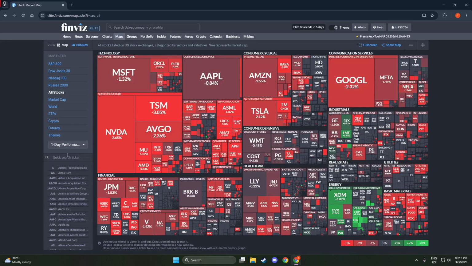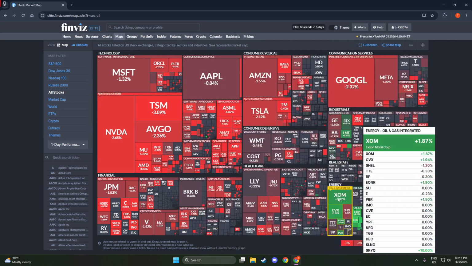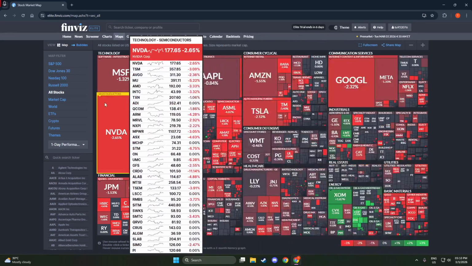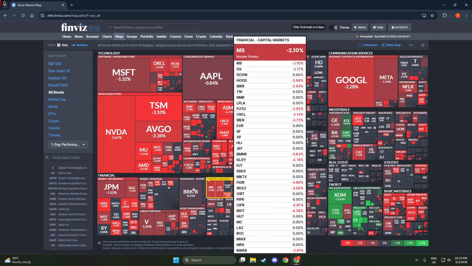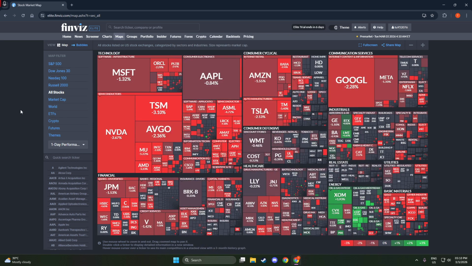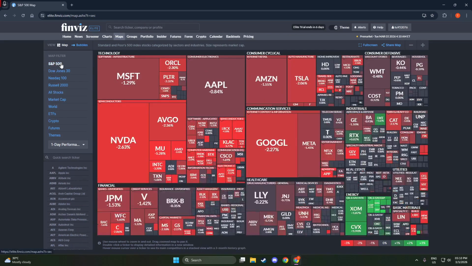Now, read the colors. Green means the price is up, red means the price is down, and darker shades indicate bigger moves. A dark green block signals a strong gainer. A dark red block points to a notable loser. Lighter tones reflect smaller changes. This quick color language lets you scan the market in seconds and spot momentum without opening individual charts.